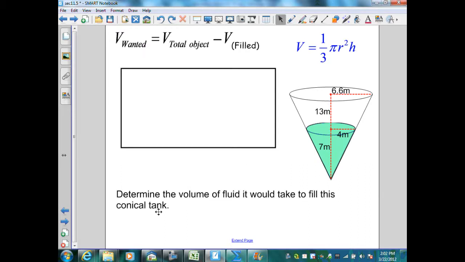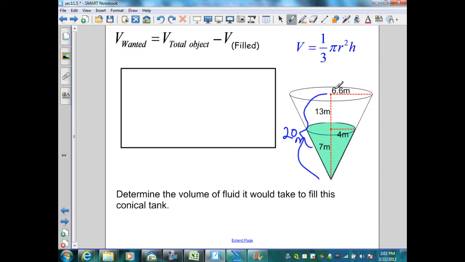fill this conical tank. In other words, a cone. I have fluid in the bottom of my cone. The fluid in the bottom of my cone has an altitude of 7 meters and a radius of 4 meters. The altitude of the entire cone is 7 plus 13 meters. I still have an altitude space of 13 meters to fill up. So the entire altitude is going to be 20 meters. And the radius at the fill point of my cone is 6.6 meters.